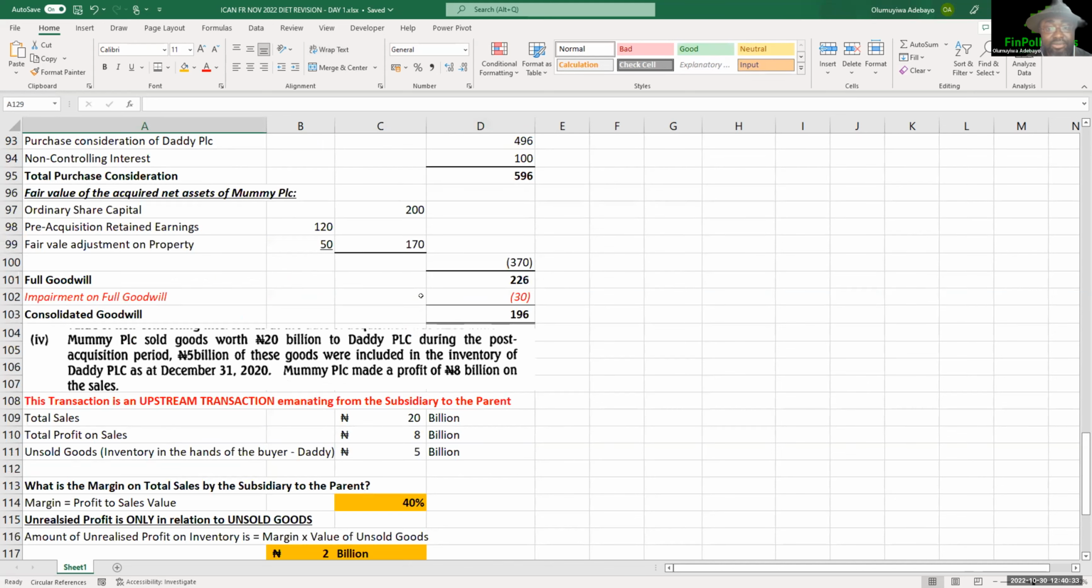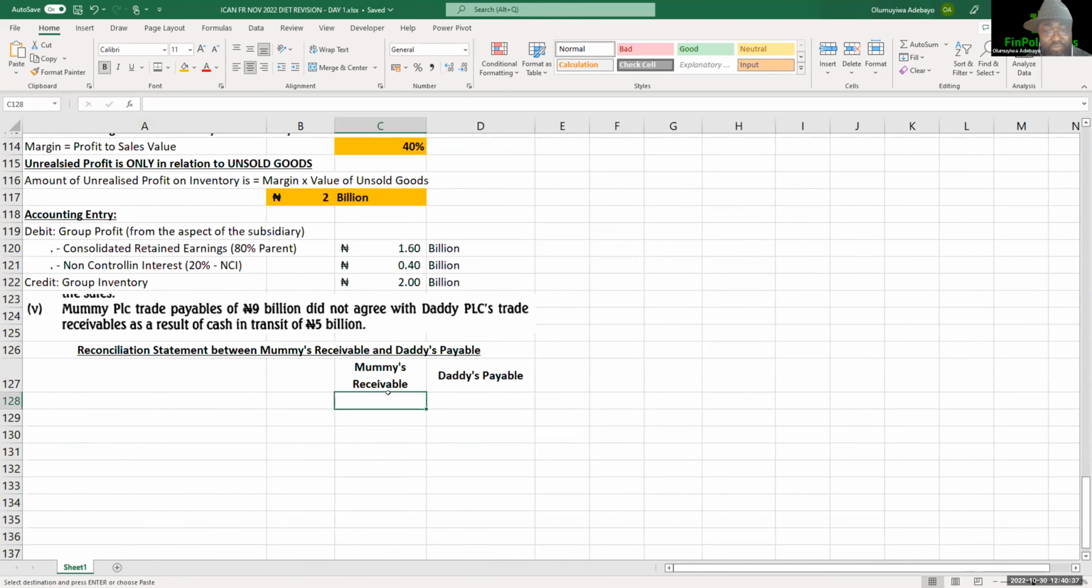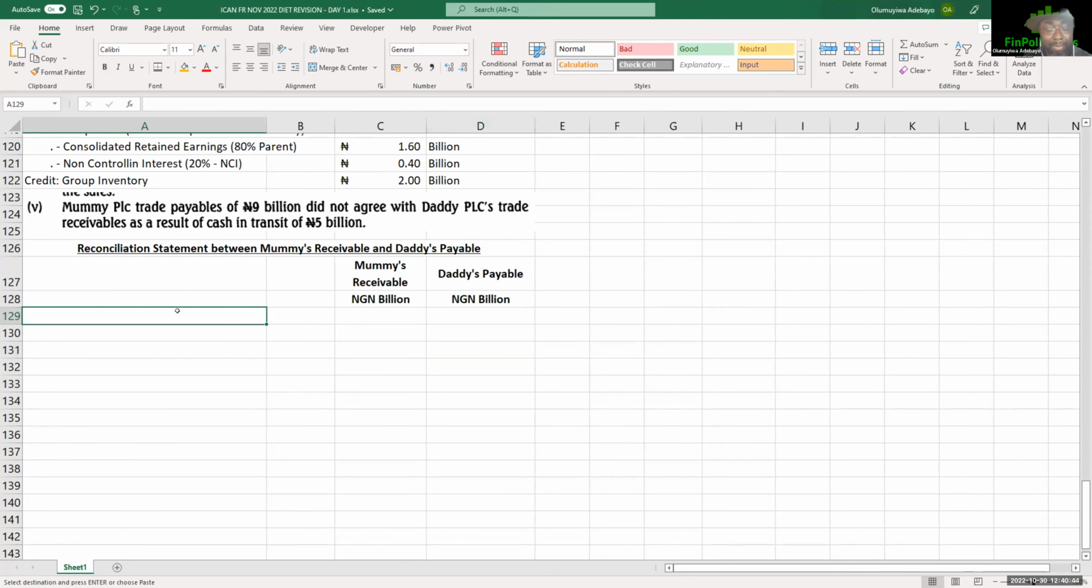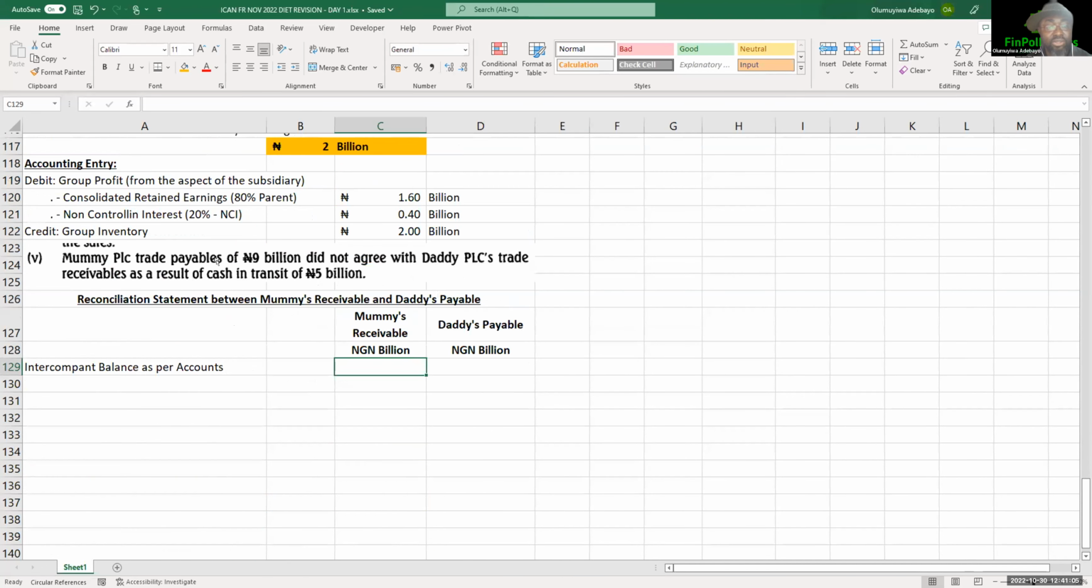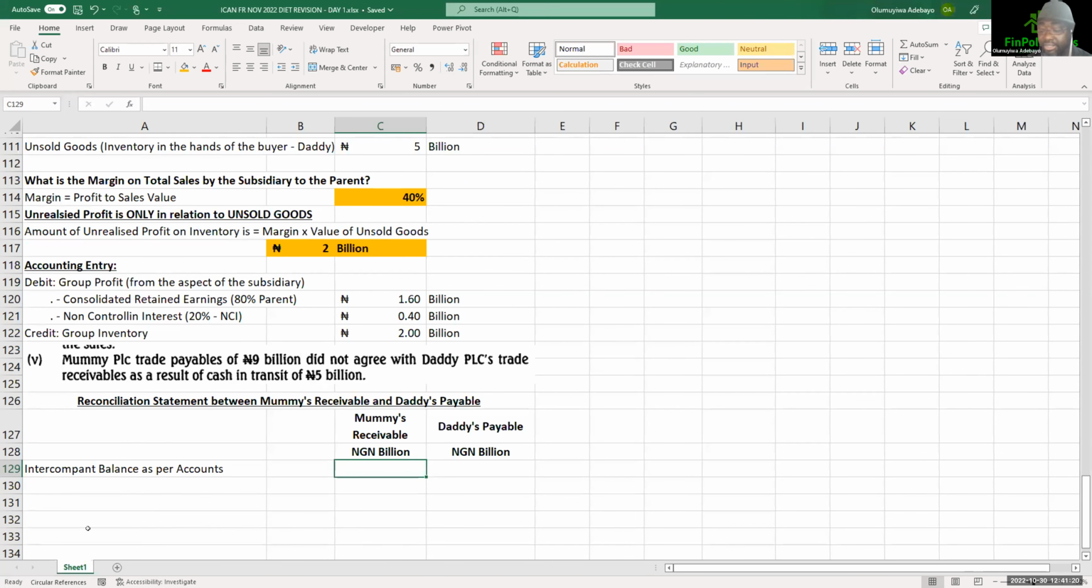Now, what is the balance in the accounts? We are told that intercompany balance, as per account. Now we are told that in the books of mommy, I think even in the information I can provide, this is wrong. Mommy should have trade receivable because mommy is the seller.